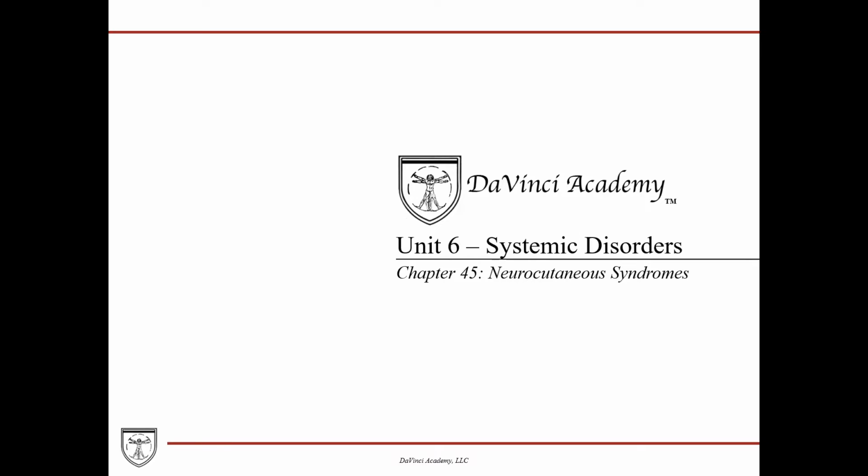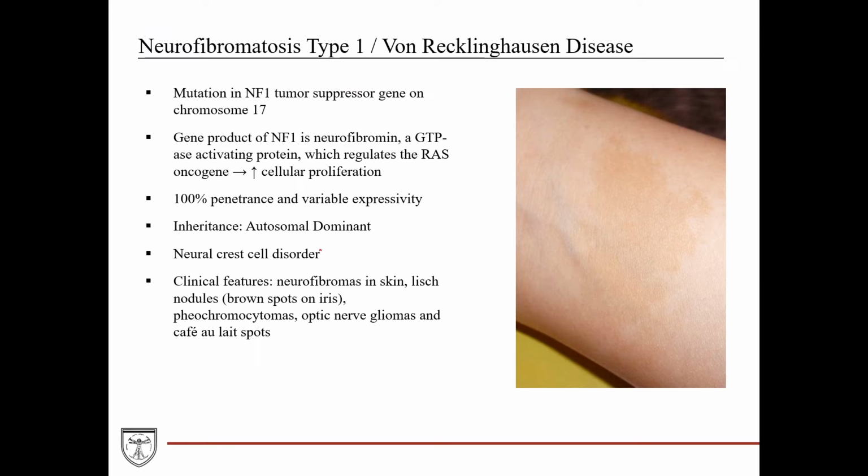All right, so this is the last lecture of Unit 6, and it's actually the last lecture of the Biochemistry course here at Da Vinci Academy. So for this last lecture, we'll talk about neurocutaneous syndromes. And the first one we'll talk about is Neurofibromatosis Type 1, also known as von Recklinghausen disease.